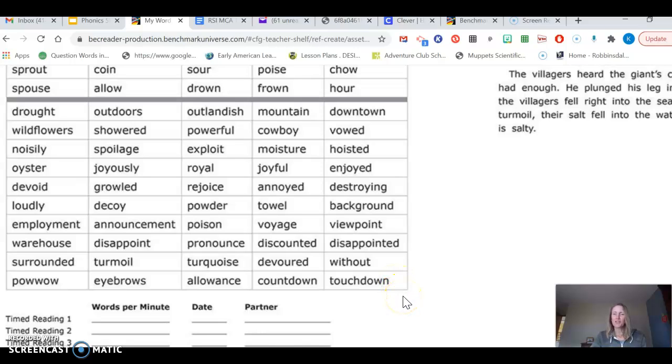All right, fifth graders, go ahead and practice this 2 or 3 times by yourself. And then the last step for today is to have someone time you. Nice work.